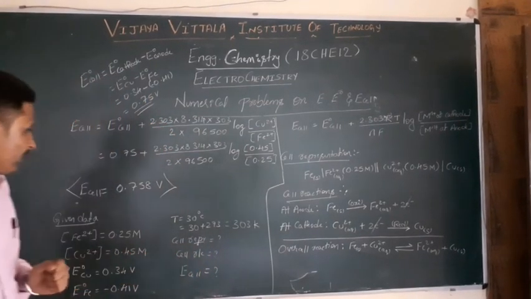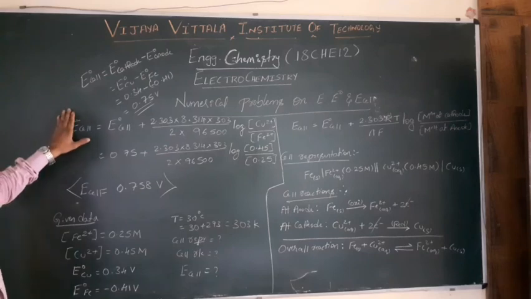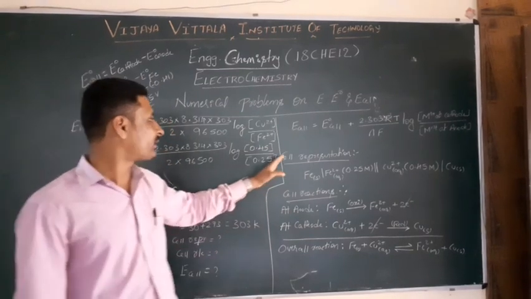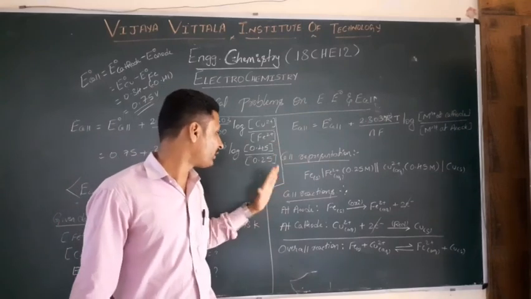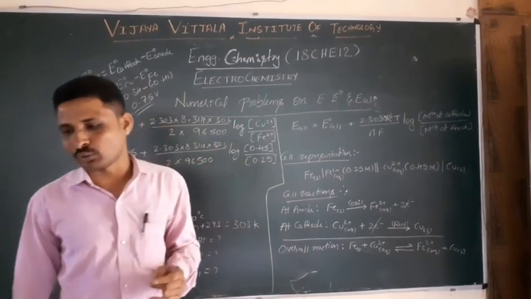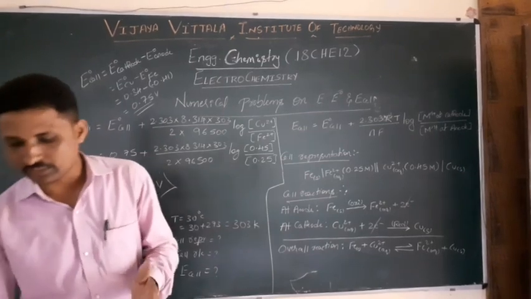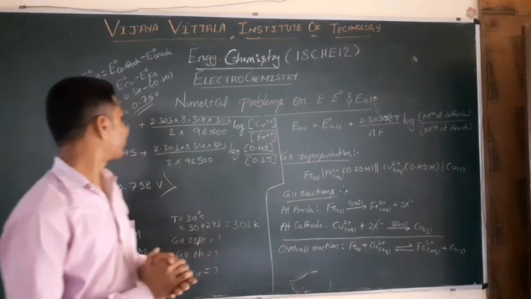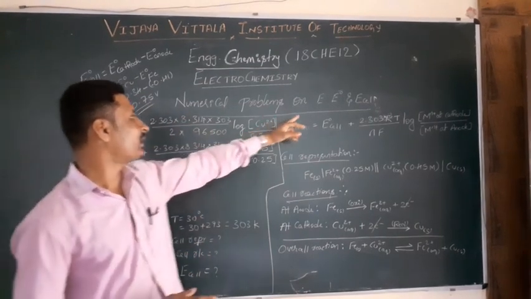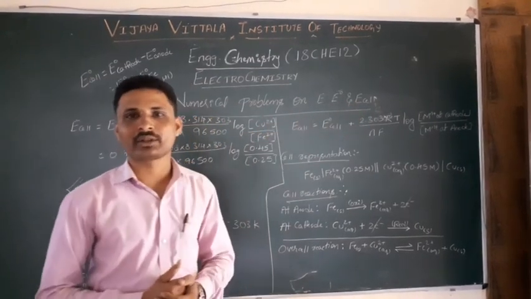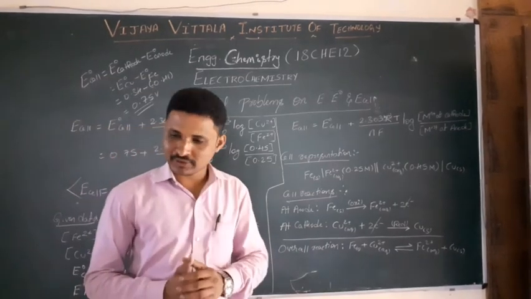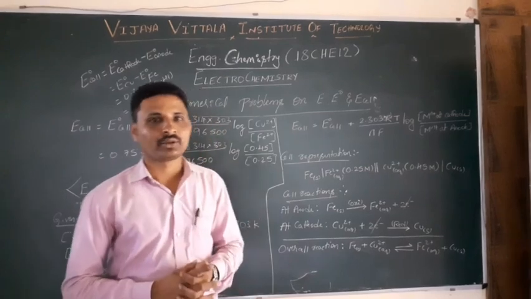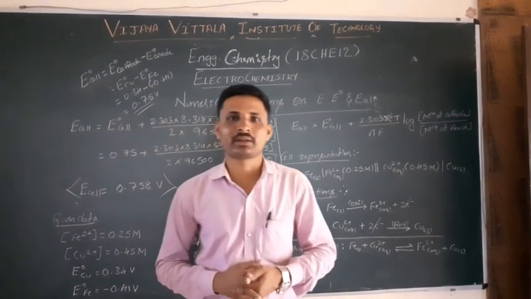So calculating this E cell carries 2 marks, the cell representation carries 1 mark, and the cell reactions carry 2 marks. This is how to solve the numericals based on E cell. Okay. One more numerical is left, so I will continue in the next class. Right. Okay. Thank you everyone.